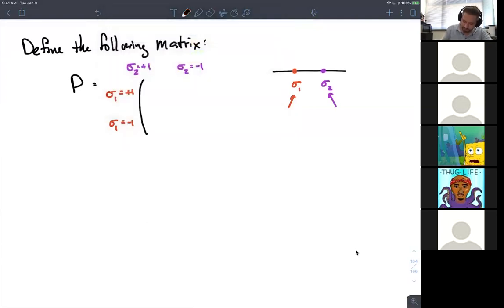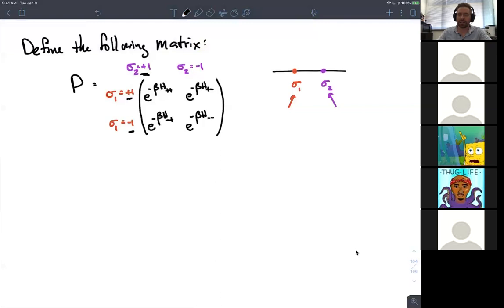Then what I'm going to put as my matrix elements are exponentials: e to the minus beta h++. That corresponds to some variation on the Hamiltonian where both of the spins are up. And here is going to be e to the minus beta h+-. That corresponds to this possible configuration. And in this one, it's going to be the opposite: h-+. So you can see I've got minus and plus. So that's this. And this element is going to be e to the minus beta, you can guess, h--. That's when they're both down.